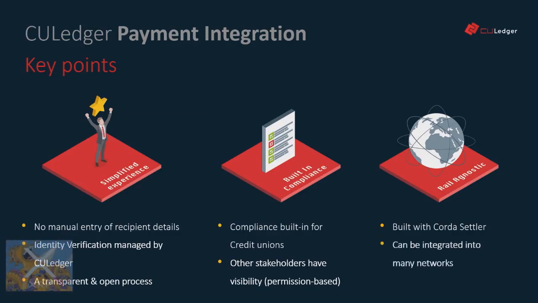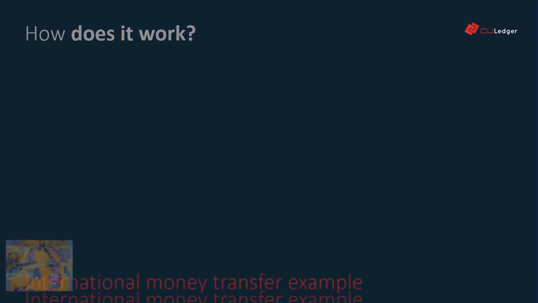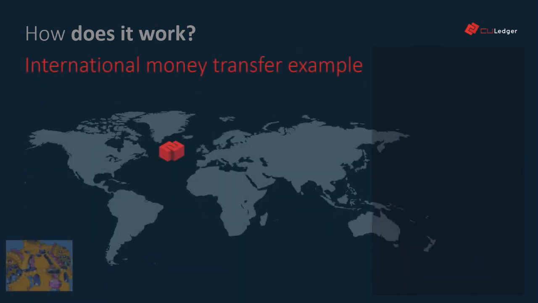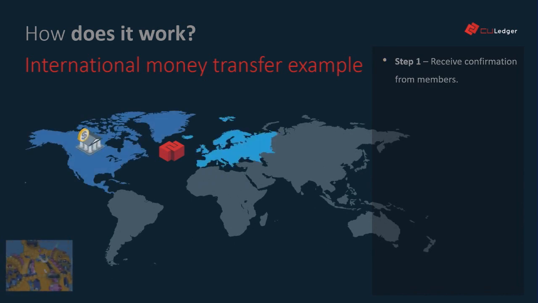We decided to leverage Corda Settler because it allows us to abstract different payment rails, connect to different ways to send money, and make the process really transparent. So how does it work? It's a fairly straightforward example. Let's say we have a couple of different credit unions. One is in the United States, the other is somewhere in the Baltics. They actually have a strong credit union community.